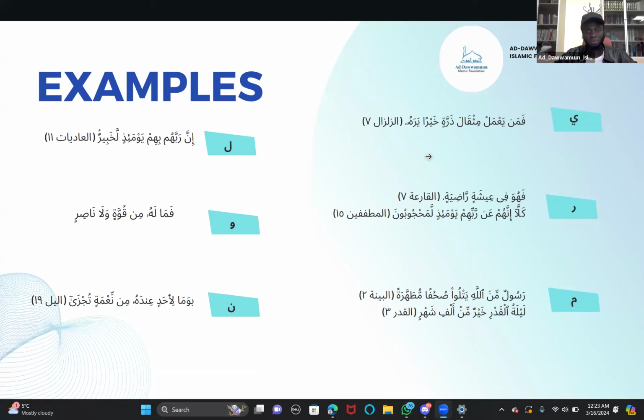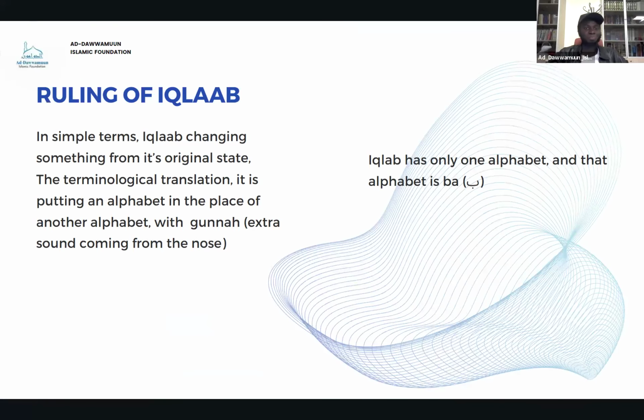Inshallah, in the next class, we'll be talking about iqlab. Okay, so let's move to iqlab. Ruling of iqlab. In simple terms, iqlab means changing something from its original state. The terminological translation is putting an alphabet in place of another alphabet with extra ghunna. What is ghunna? Extra sound coming out from the nose. Iqlab has just one alphabet, and that alphabet is ba. That makes iqlab interesting. It means out of all the alphabets in Arabic, just this alphabet exhibits this rule.